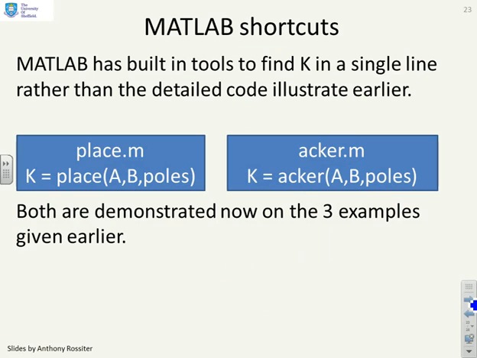So, MATLAB shortcuts. Now MATLAB has got some built-in tools to find K in a single line rather than using the code I've just given you. The code I've showed you is so that you can be clear what the steps are and can do it the long way if you need to. But once you're confident with that, you might say, why don't I just use MATLAB and go straight to the answer? So you've got commands like this: k equals place, so place the poles of state space matrix A and B, and you give your desired poles here. Alternatively, you can use Ackermann, which you see has a very similar format.